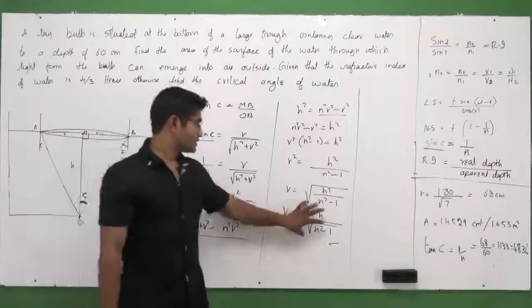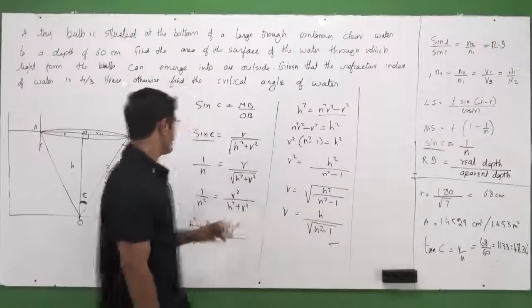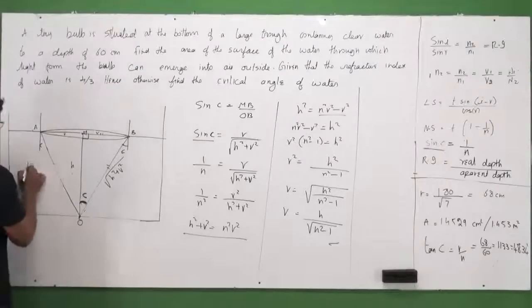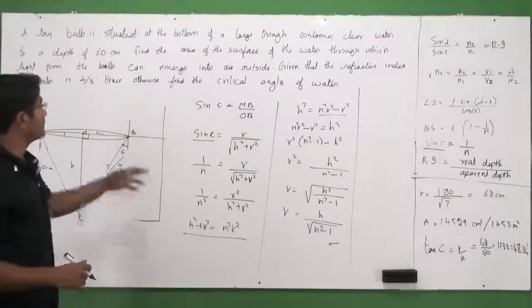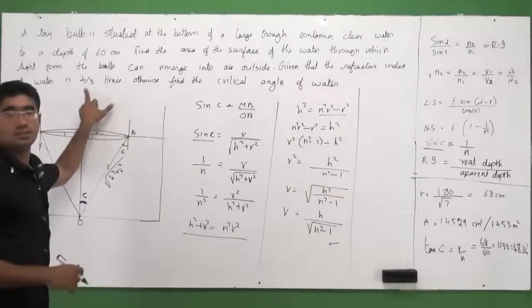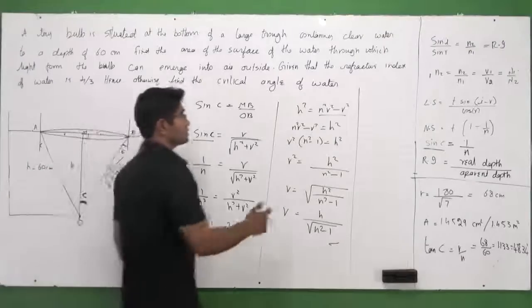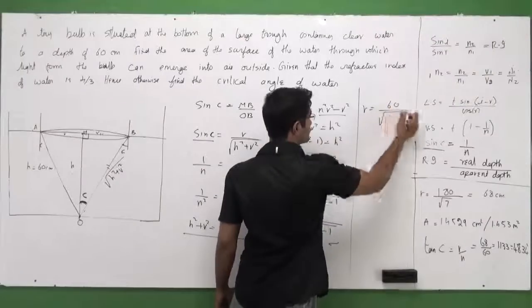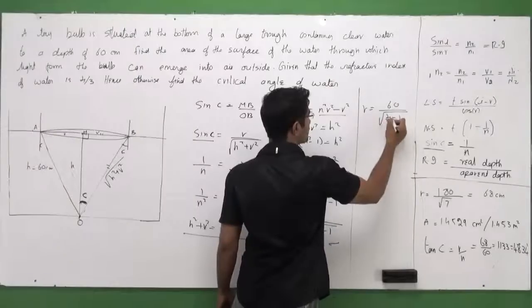Now, in this case, do I know what is h? Yes. h is this height, and he says the height is 60 centimeters. So h is given as 60 centimeters. And do I know n? n is the refractive index of water, which is 4/3 given to you. If you just substitute this, I'll get r as what? I get 60 divided by root of 4/3 squared minus 1.